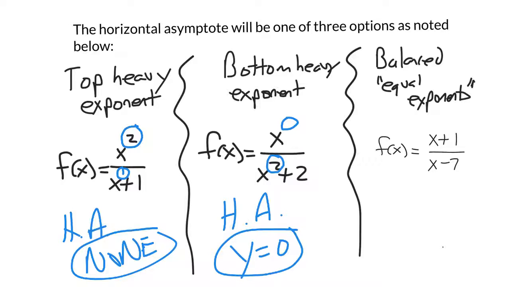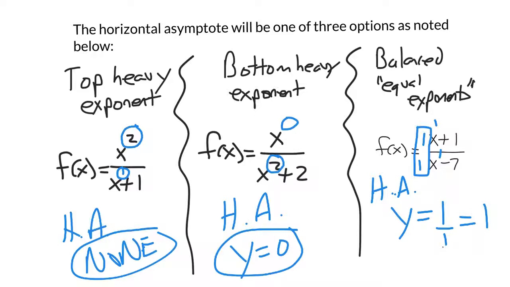And the case where the degree of the top is exactly the same as the degree of the bottom, I reference that as a balanced situation. You peel the numbers right off the front, the coefficients off the front. So the 1 in front of the x on top over the 1 in front of the x on the bottom, the horizontal asymptote is at y equals 1 over 1, or just 1. So y equals 1 is this one. So under those three conditions, you can find the horizontal asymptote of a rational function really quickly just by looking. And so we'll do some more of that in the examples to follow.